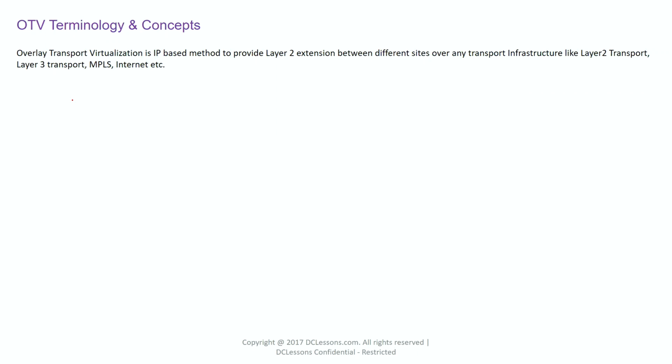What it does is provide MAC routing, which can exchange MAC reachability information between sites which are on different locations and are reachable via IP connectivity. So what OTV does, it provides MAC reachability information between sites over any layer 3 transport.